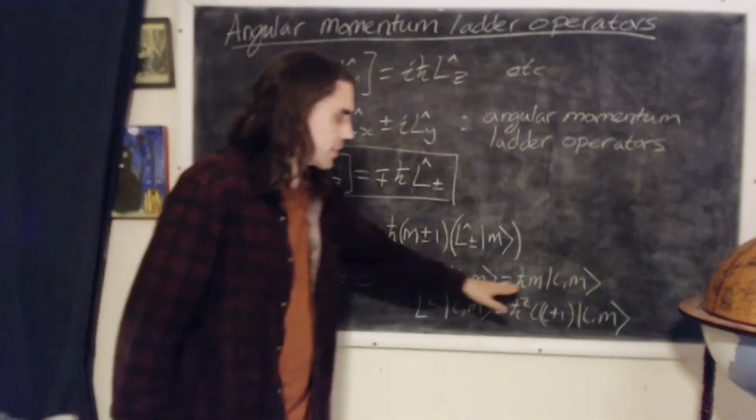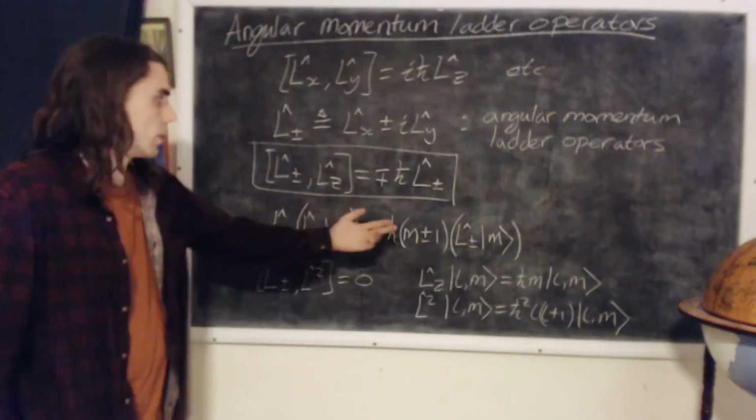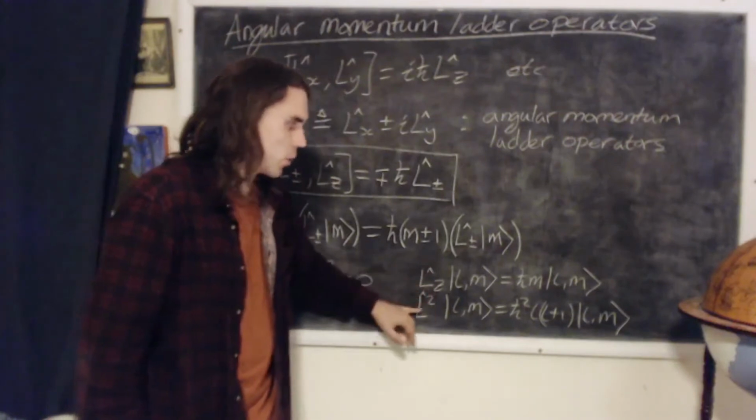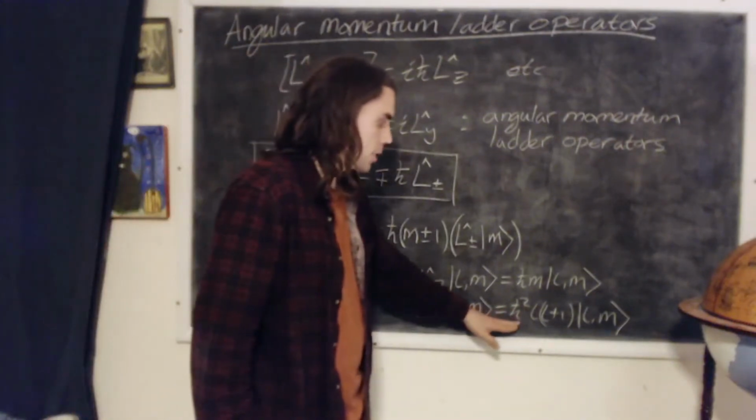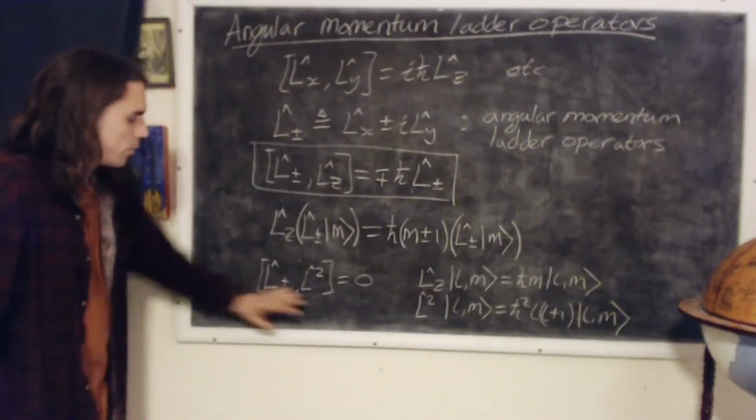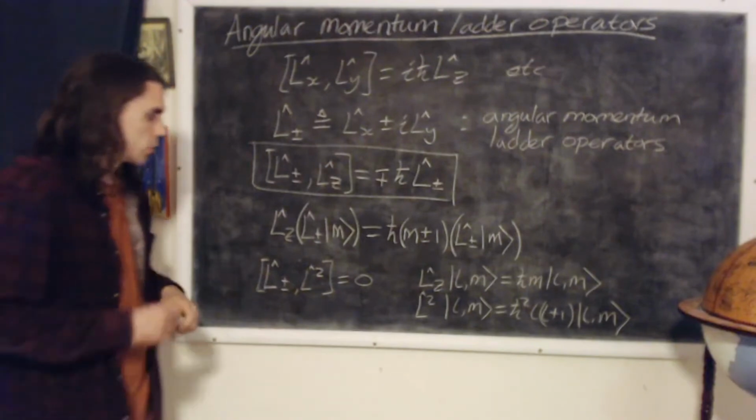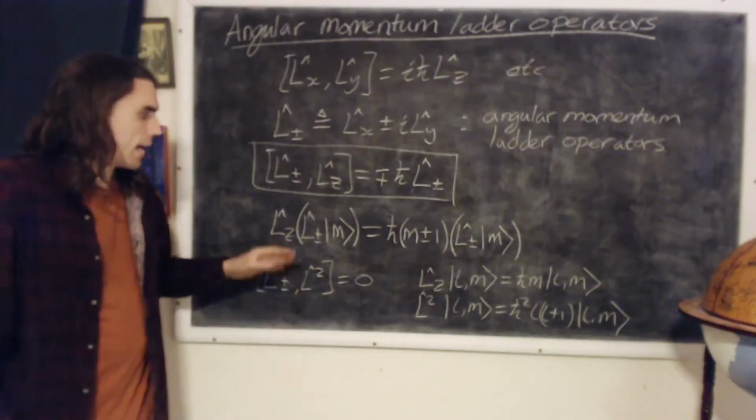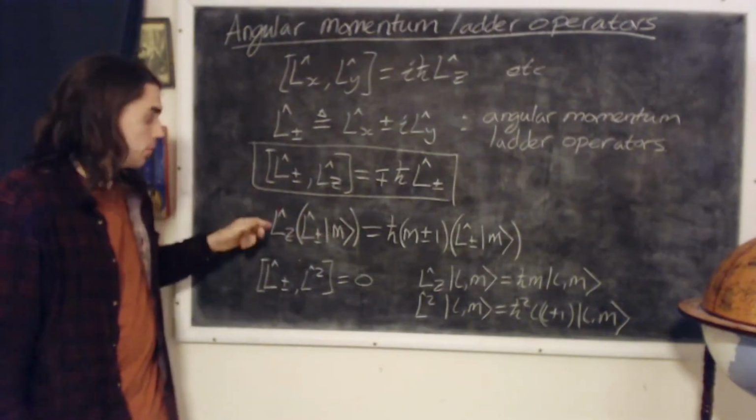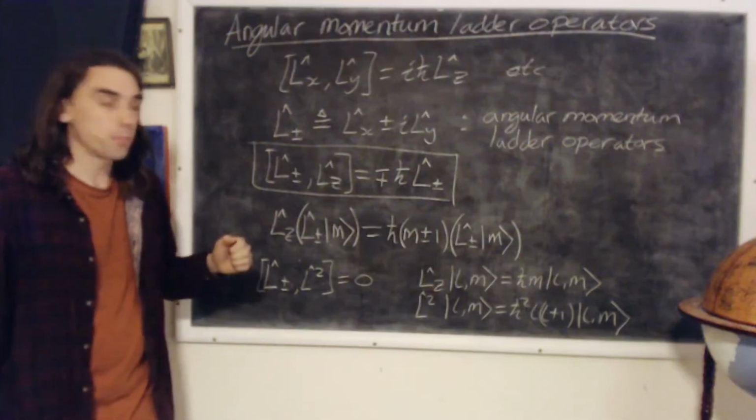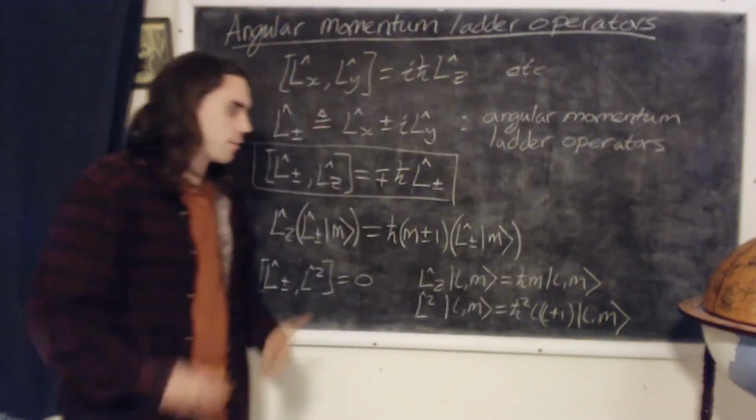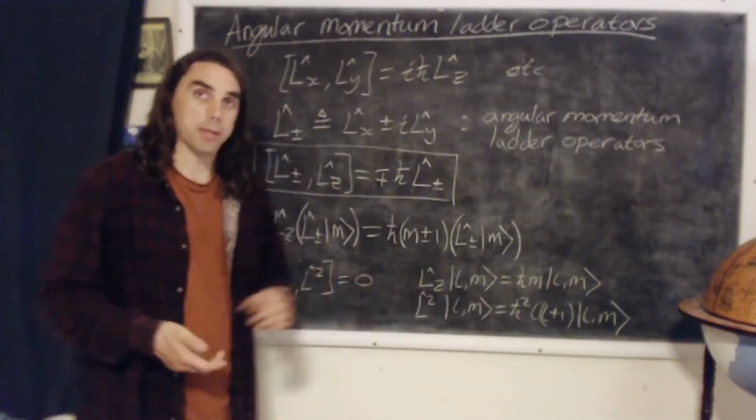Lz acting on this state gives us h bar m, |L, m⟩, just like we saw up here. And L squared acting on |L, m⟩ returns an eigenvalue associated with L squared, which it turns out is best written as h bar squared L(L plus 1), where L is an integer. The point of noting that L plus or minus commute with L squared is that when we raise or lower m, the eigenvalue associated with Lz, the z projection of the angular momentum, this doesn't affect the value of little l, the eigenvalue associated with L squared, the total angular momentum squared.